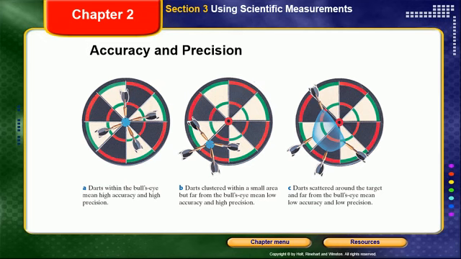If we look at dartboard C, the darts are scattered around the target, meaning they're not grouped closely together, and they're all far away from the bullseye. So not only do we have low accuracy because the darts are not close to the bullseye, we also have low precision because they're not grouped closely together.